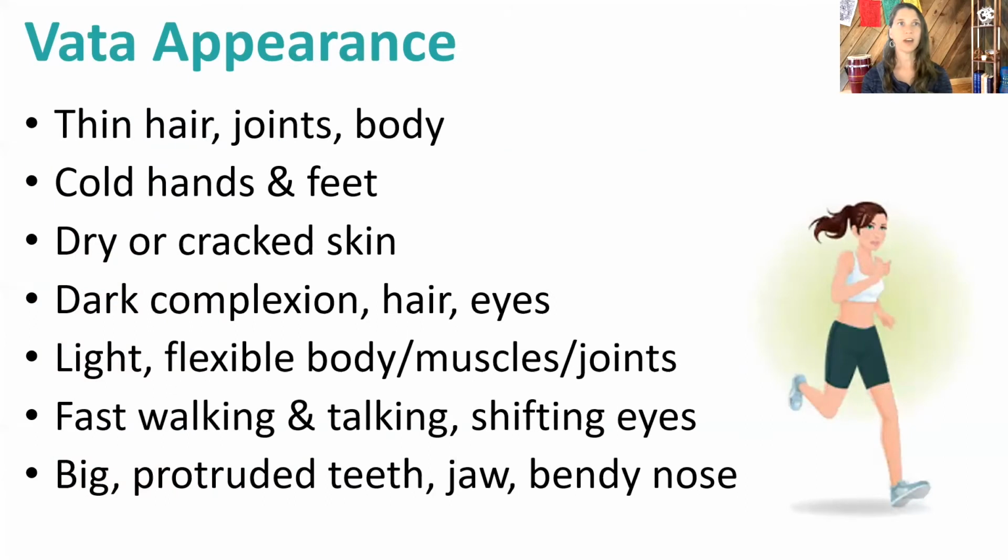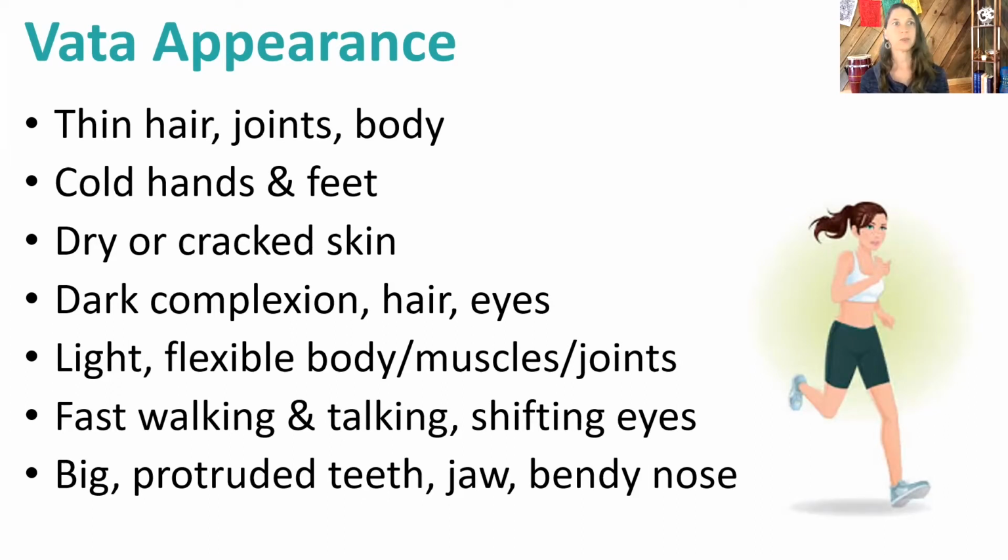So we'll begin with Vata. So if we remember, Vata is ether and air. So the appearance of a Vata person is the physical body is going to typically be the smallest out of the three doshas. So if we look at a Vata body, they're typically thin, their joints are smaller, and their physical body is smaller, and their hair is typically thin as well.